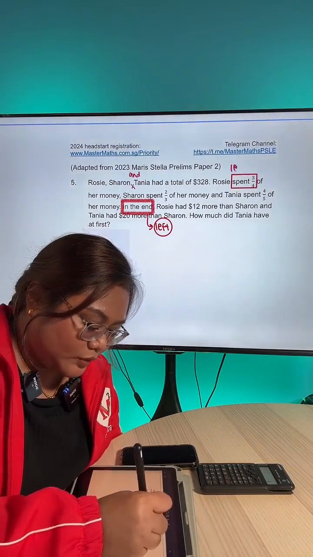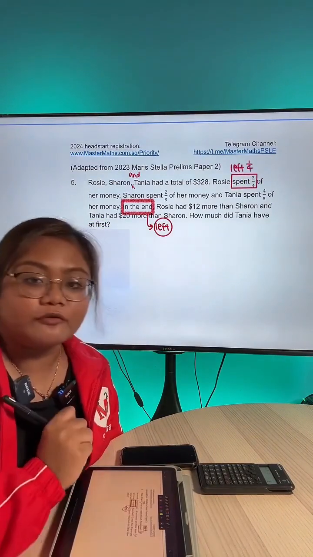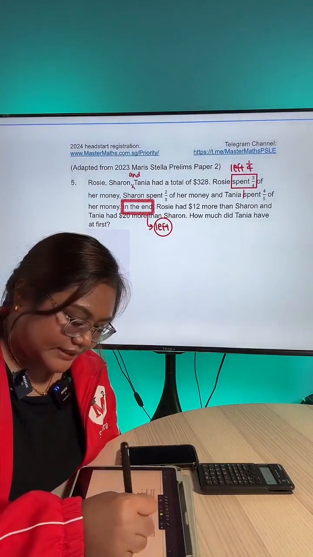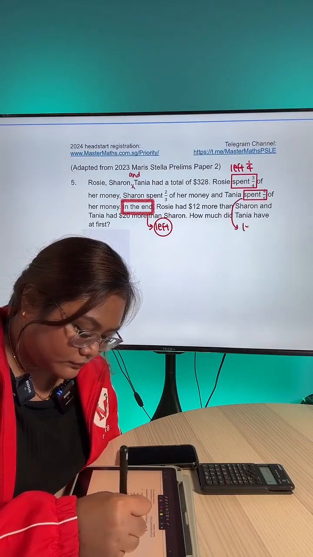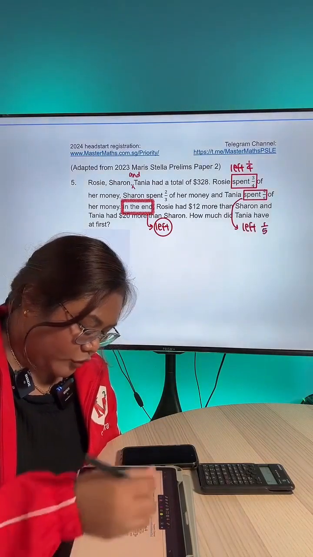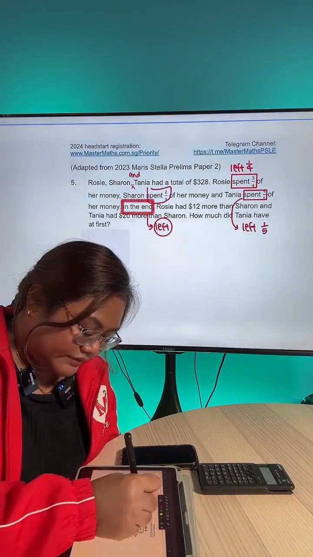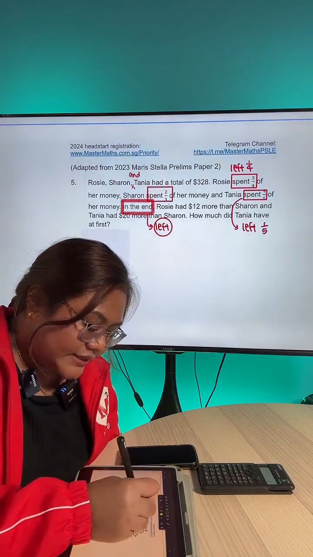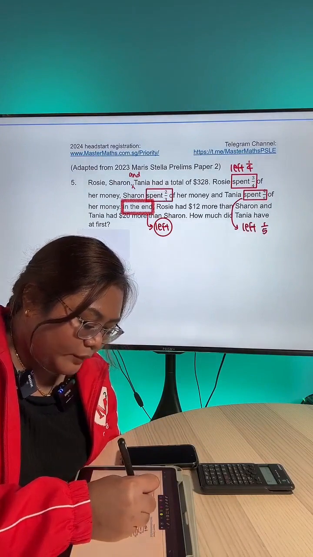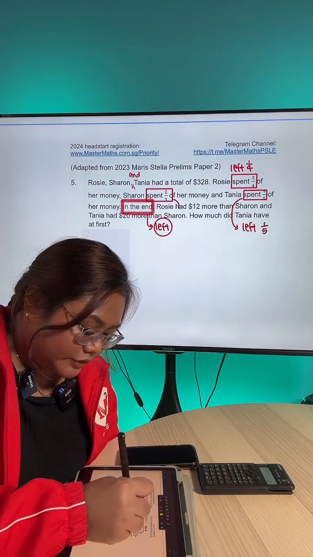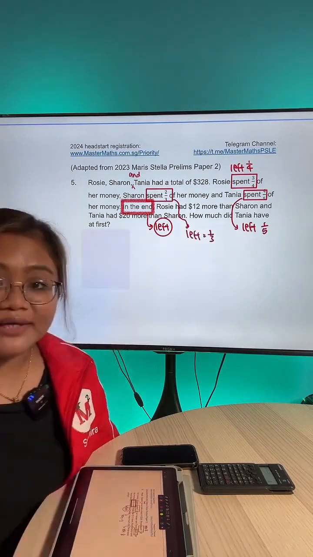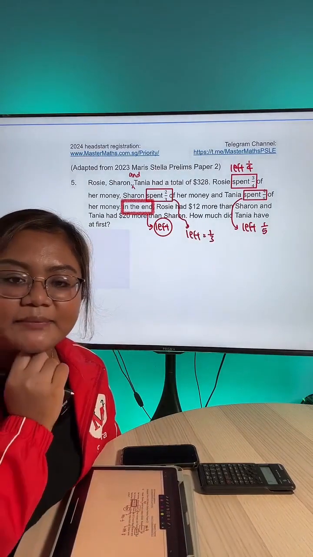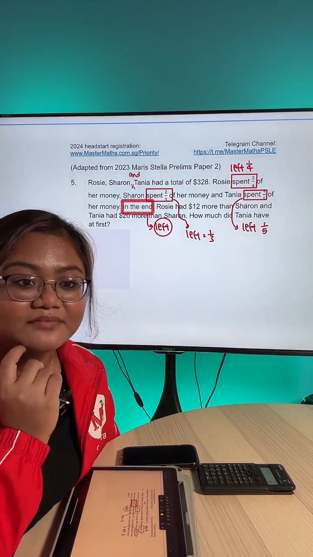Okay, so we know that left is 1/4 for Rosie. For Tanya, left is 1/5. And for Sharon, left is 1/3. Okay, this is the reason why I go and look for all this left, because the question told me in the end. Okay, so that's my thought process. Anybody understand? So far, so good?